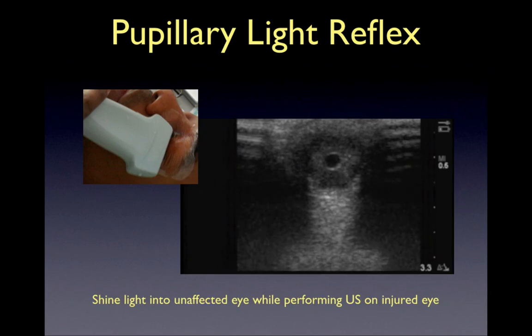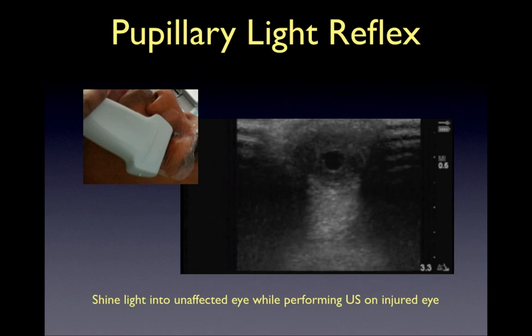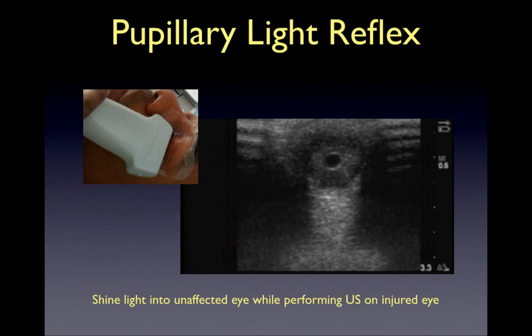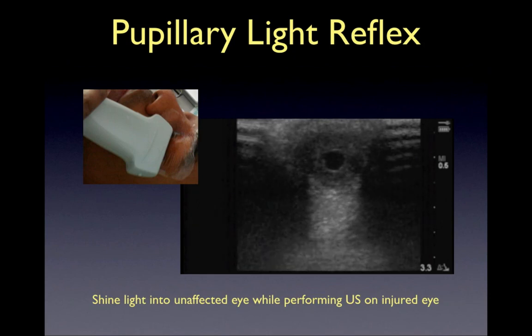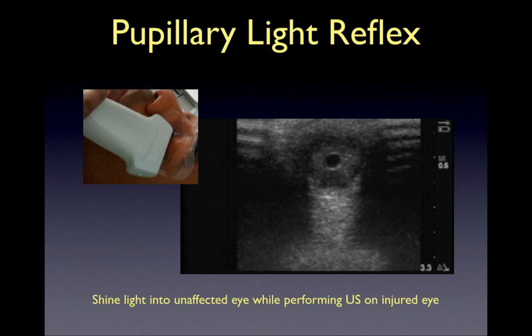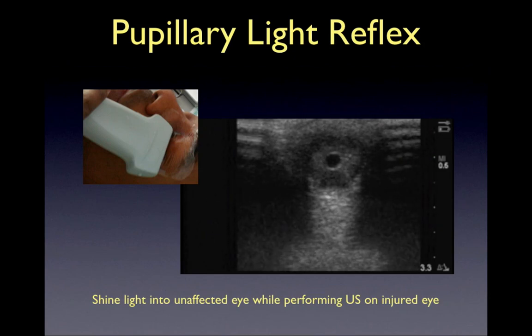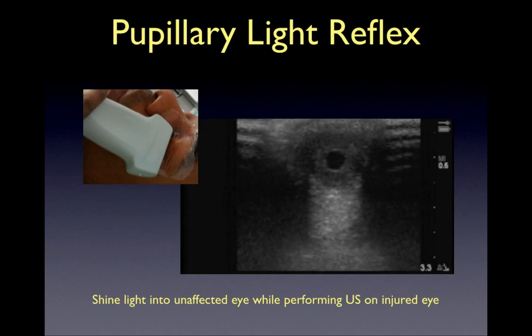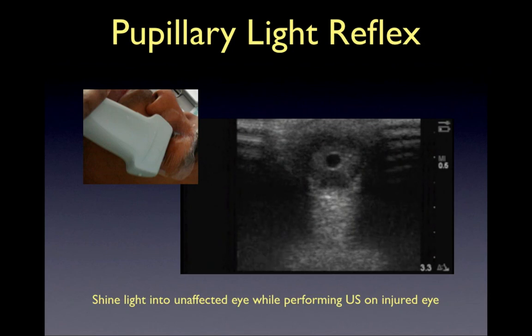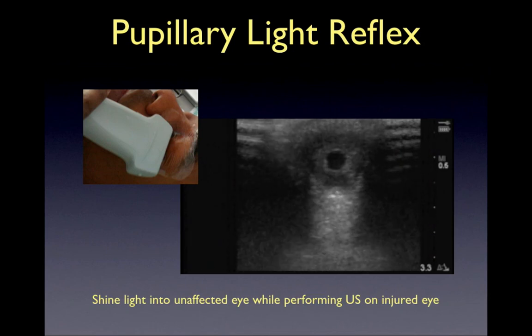So the way the pupillary light reflex is evaluated is, again, you use the occlusive dressing on the eye, and you can place the probe on the closed eyelid in the transverse plane and angle it so that you're looking up at the iris. So use a fairly shallow angle. And you want to shine light into the unaffected eye while performing ultrasound on the injured eye. So what you're looking for is actually the consensual pupillary response.